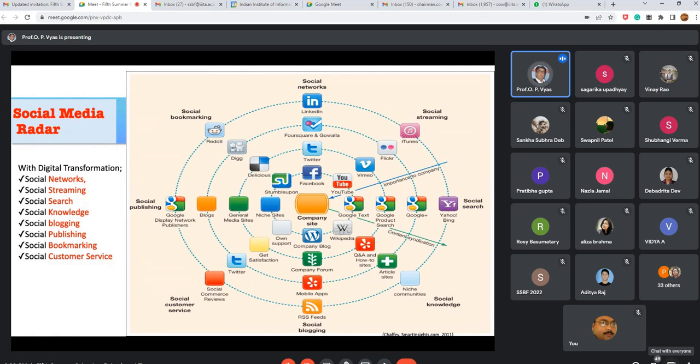Similarly, I have a company blog, and also a company forum, mobile ads, RSS feeds, social blog, and also social customer service. You can always address your customers through these. Also social publishing, which involves Google publishing, display network publishers, blogs, general media sites, niche sites, and now social benchmarking. Social network has completed the social radar, the complete social radar. So you are not confined only to thinking about 4, 5, 6 social media sites, but your room of consideration is very, very large.